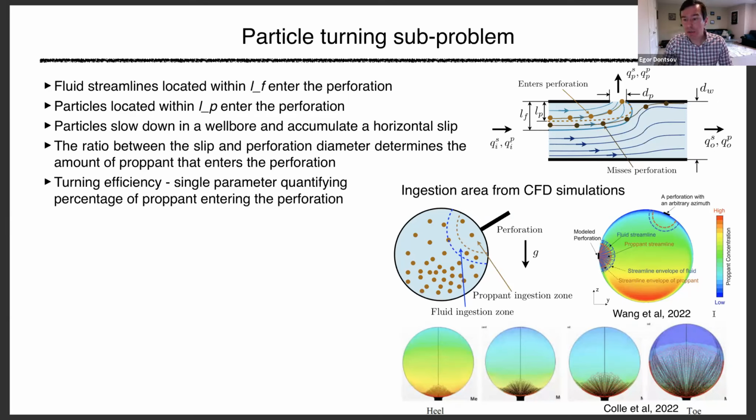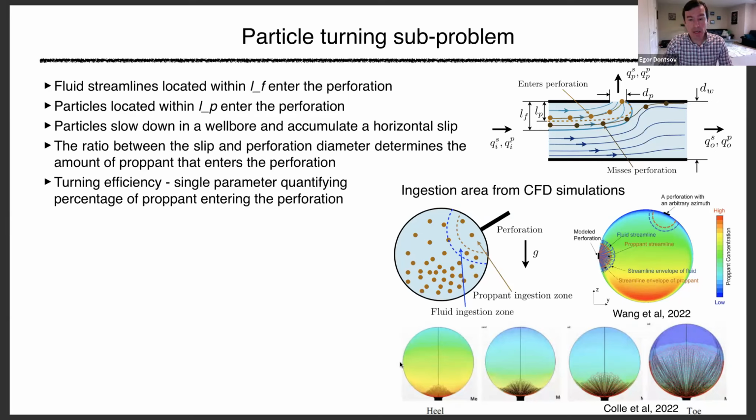And here on the right, I show you some examples of CFD simulations which actually confirm that. This is an example of a CFD simulation. You have a wellbore cross-section, color shows proppant concentration, and they plotted the streamlines for fluids and for proppant. In the model, I assume that this zone is circular, and the CFD simulations show that they are circular, so it's a very good assumption. Also, the plot on the bottom shows that the size of the circle changes as we go from heel to toe.